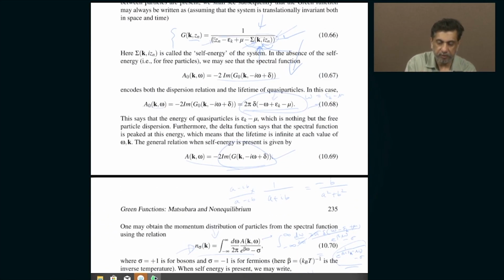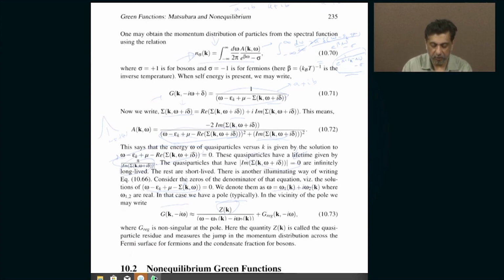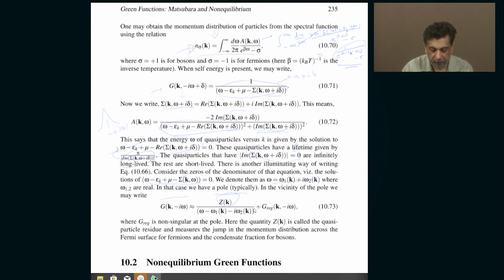Usually, if this has a 0, then clearly this is a root of this equation, and you can always think of it as omega minus the root. It will be proportional to that, and that proportionality constant will be a function of k, and that Zk is basically called the quasi particle residue.